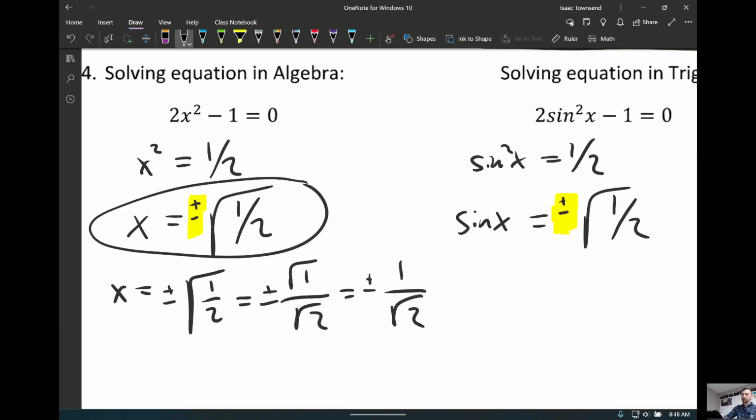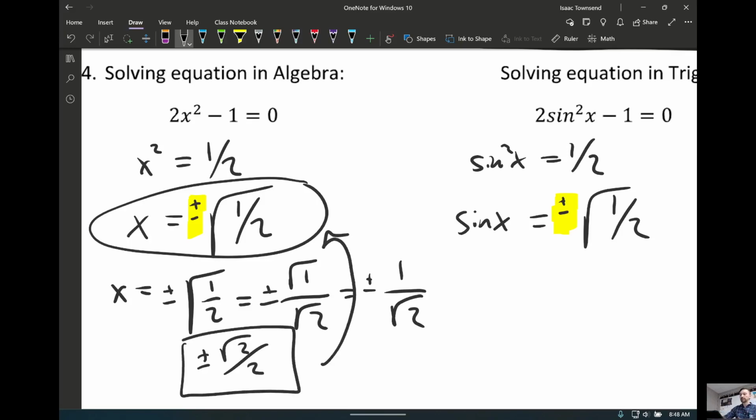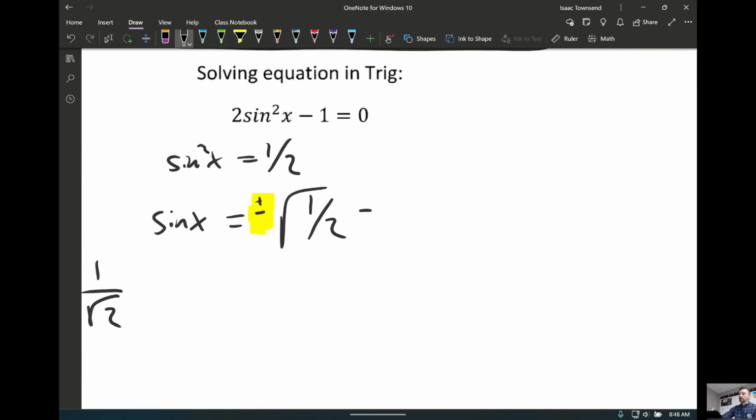And then if you wanted to rationalize in algebra, you could multiply the top by the square root of 2 and the bottom by the square root of 2. These are saying the same thing. Kind of optional in algebra, not so optional in trig, because I couldn't tell you where sine is positive or negative the square root of 1/2. I would have to say, well, square rooting a fraction is like square rooting the numerator over square rooting the denominator. That's not going to look familiar to me because it's not rationalized, but I can rationalize it.